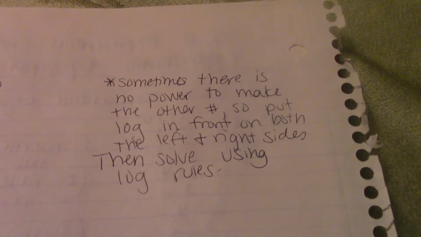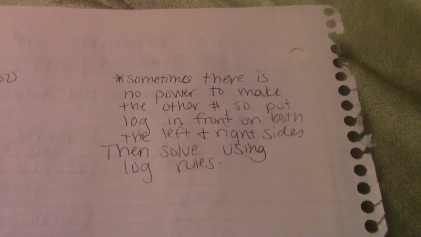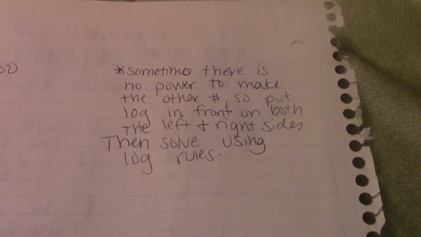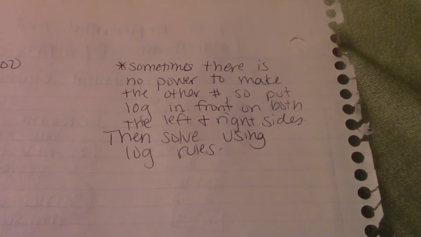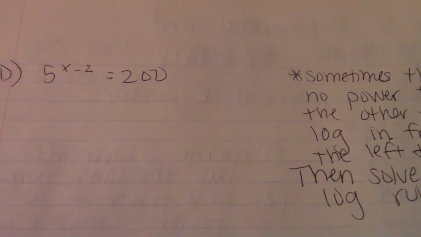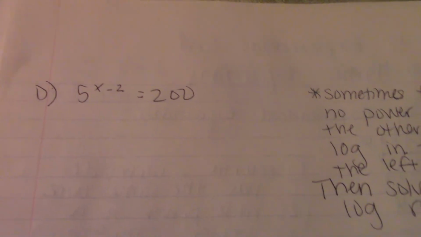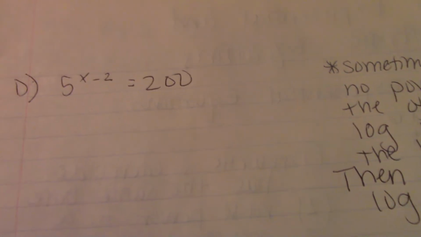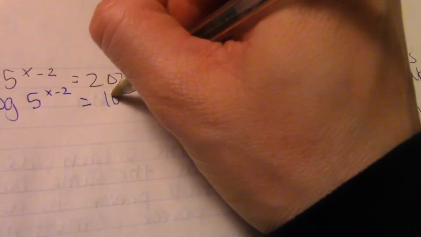Let's read our side note over here. Sometimes there is no power to make the other number, so put log in front of both the left and the right sides. Then solve using log rules. So 5 to no power is 200. So I'm going to rewrite this just with a log right there. So it is going to say log 5 to the x minus 2 is equal to log 200.